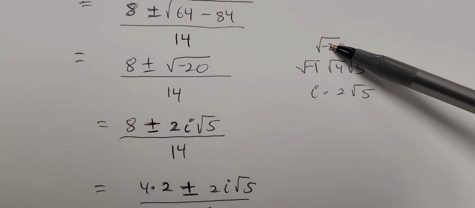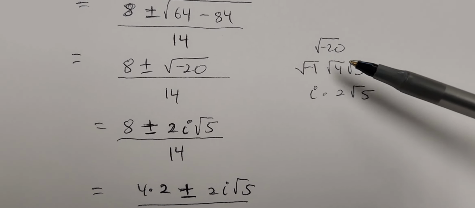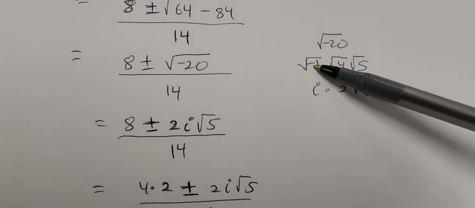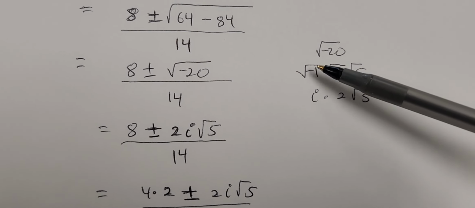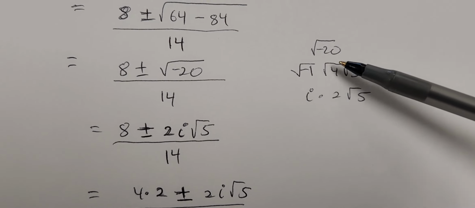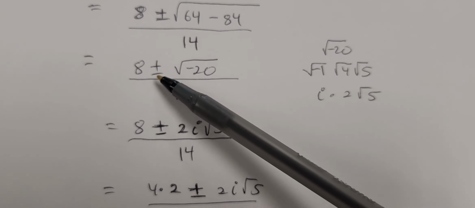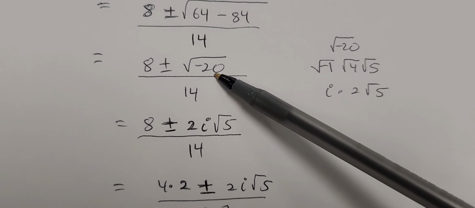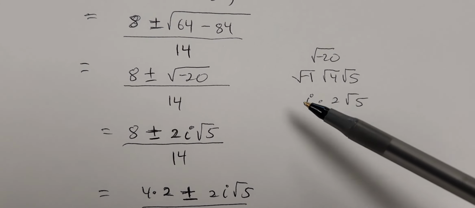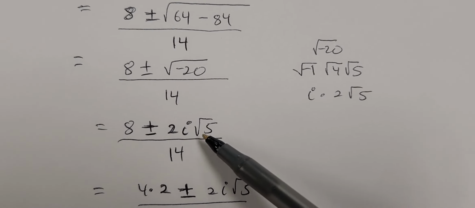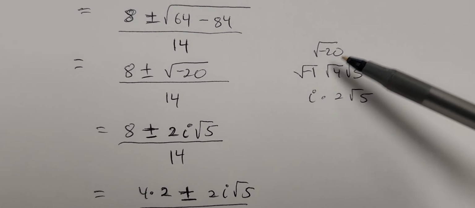Again, negative 20 is negative 1 times 4 times 5, because 5 times 4 is 20, and 20 times negative 1 gives me negative 20. Square root negative 1 is i. Square root 4 is 2. Square root 5 is just square root 5. So square root negative 20 is 2i square root 5. So that's where I got the 2i square root 5 from. So here's the side work.